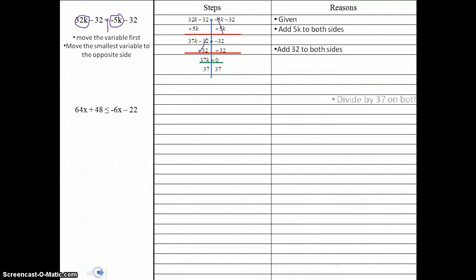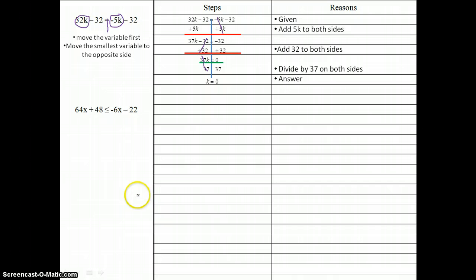And now we're going to divide both sides by 37. So that's going to cancel that out right there. And then we're left with k equals 0, because 0 divided by 37 is 0. And that is our answer. Remember, the reason column is just telling me what you're doing, explaining your steps. So the first step was given to us because that's the problem. The next step we did is we add 5k on both sides. Then we added 32 to both sides. Then we divided by 37 on both sides, and then we got our answer.